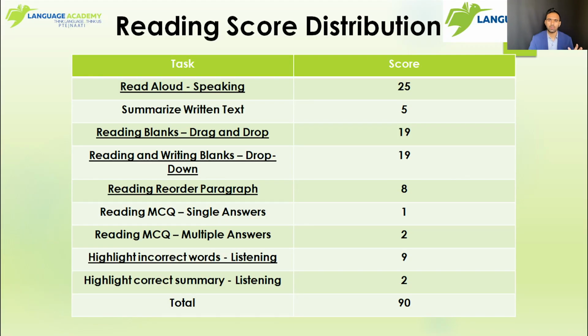So as you can see on your screen, I have given out all the tasks which contribute towards your reading section. The very first task which contributes towards your reading section is read aloud. Now I often see a lot of students neglect this task. Why? They think it is only in speaking and it doesn't really impact the reading section a lot. This task by itself is going to give you around 25 to 30 points. Depending on the exam pattern, the values I'm giving over here are just approximate values. It can vary a bit depending on the exam pattern.